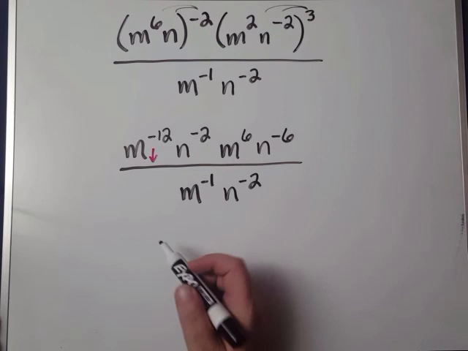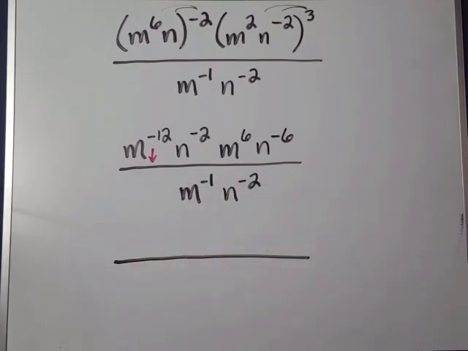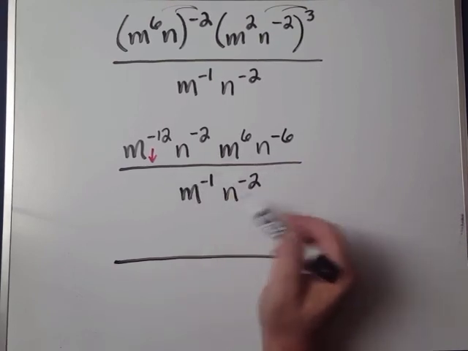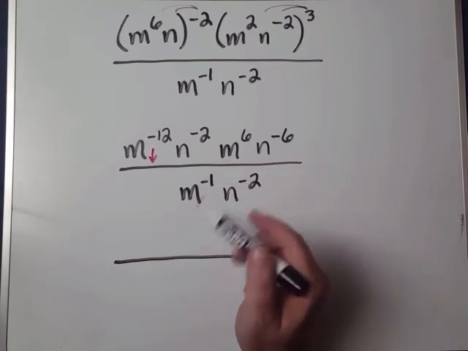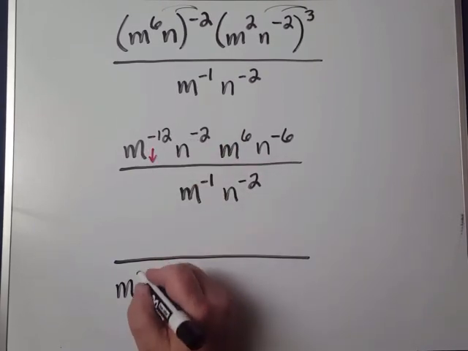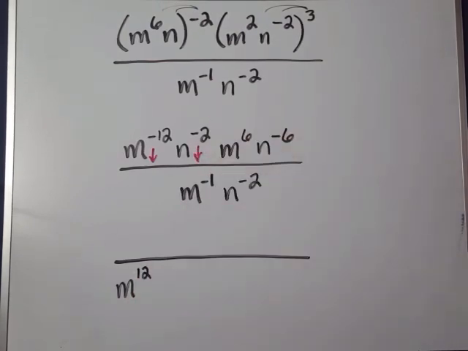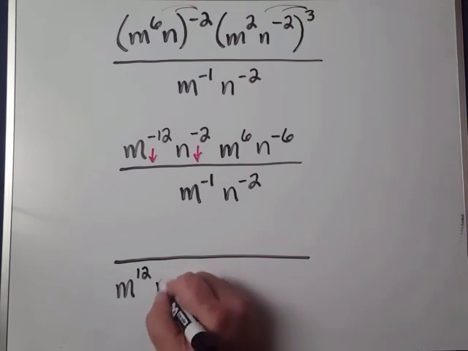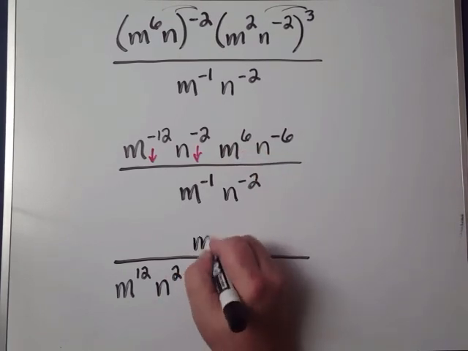So, we said one way to proceed from here is to consider our negative exponents as needing dragged across the fraction bar. M to the negative 12 in the top becomes m to the positive 12 in the bottom. N to the negative 2 in the top, drag him across to become n to the positive 2 in the bottom. M to the positive 6, he's going to stay right where he is in the top.